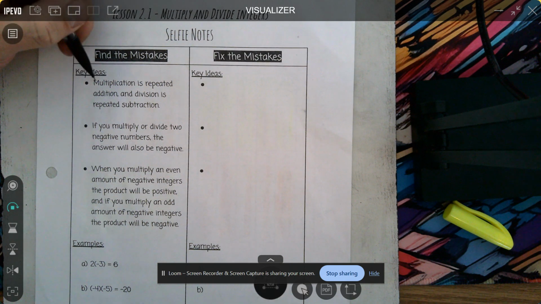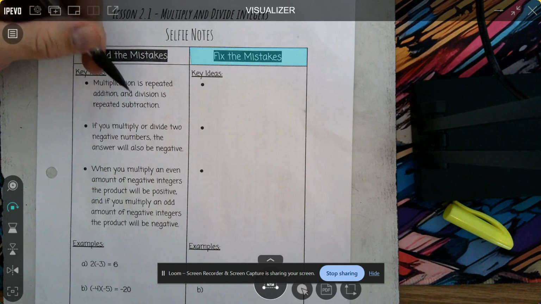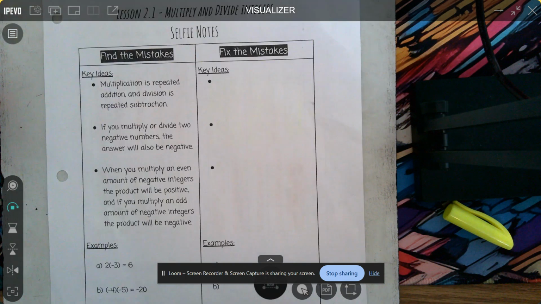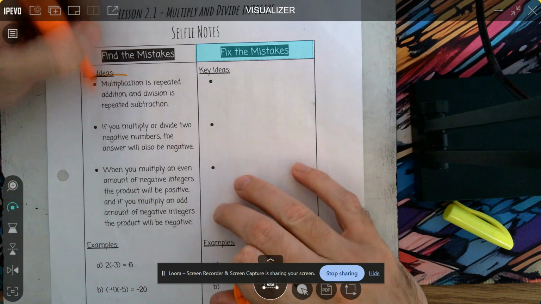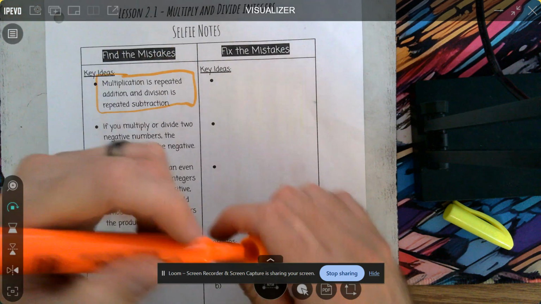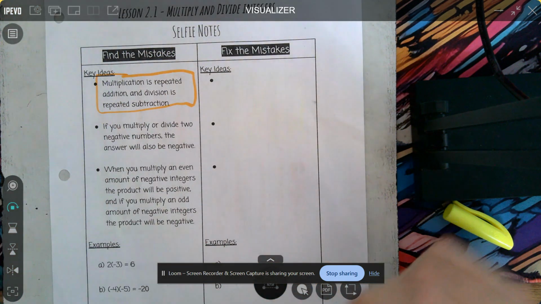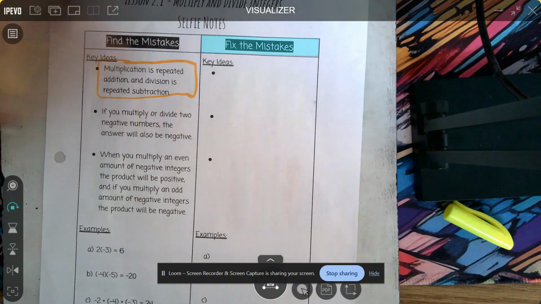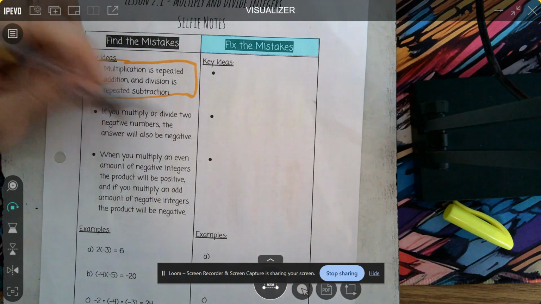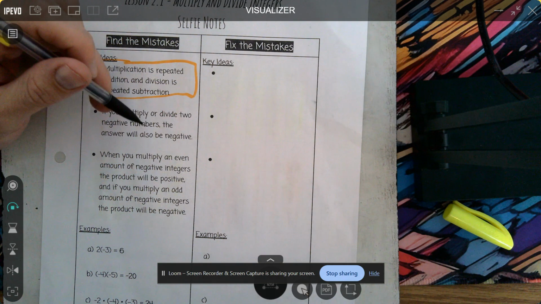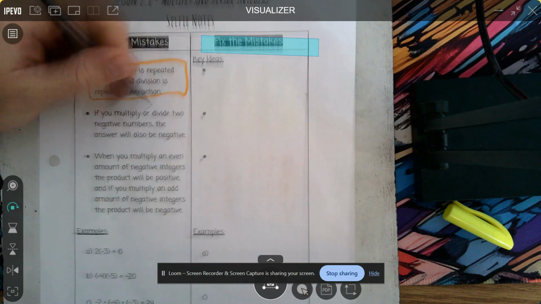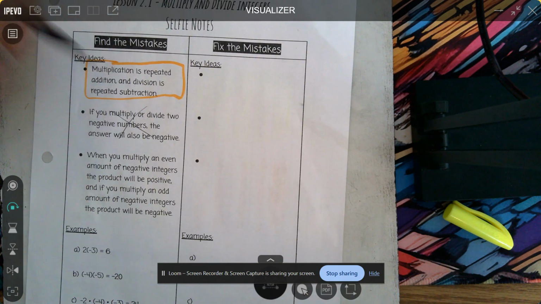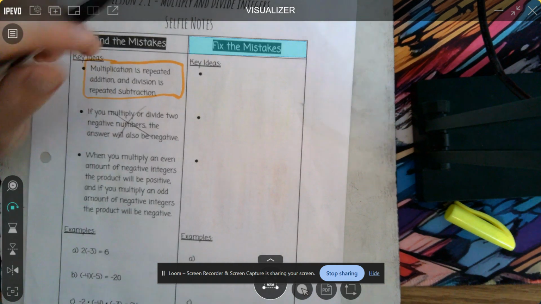So first one, multiplication is repeated addition and division is repeated subtraction. That is true. I hope you remember that from like elementary school. Multiplication is just addition and division is just subtraction over and over again. Number two, if you multiply or divide two negative numbers, the answer will also be negative. Ooh, I hope you recognize that's false. We just determined that when you multiply or divide two negatives, your answer should be positive.